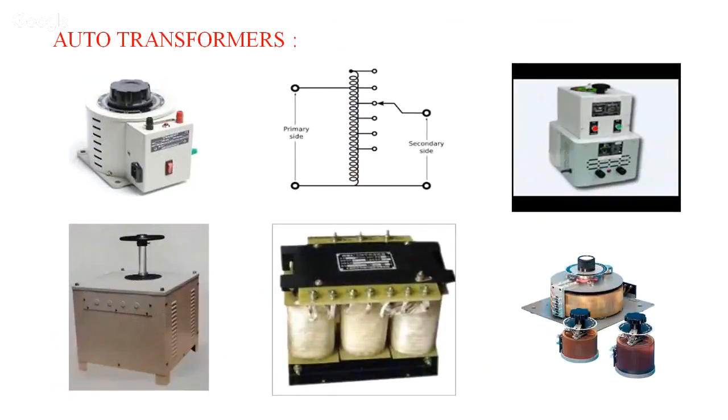These are auto transformers, which we usually use in the labs. So here you can see a variety of auto transformers. In an auto transformer, there is only a single winding. On one side, the primary, it constitutes the primary winding, and here you can see a number of tappings. As we rotate the knob, different values of the voltage can be obtained on the secondary.